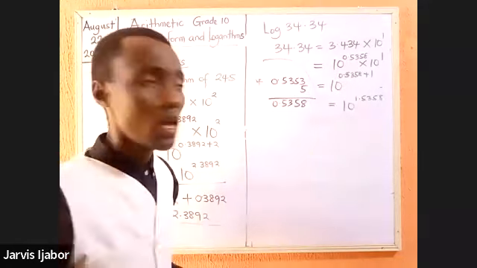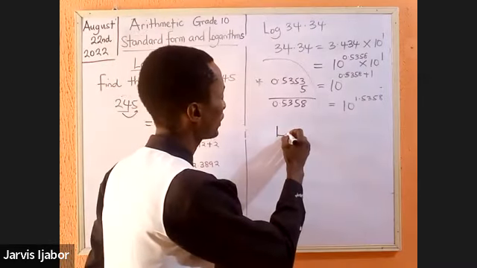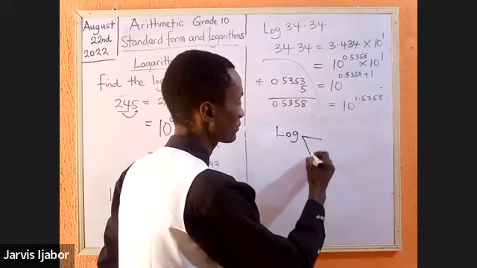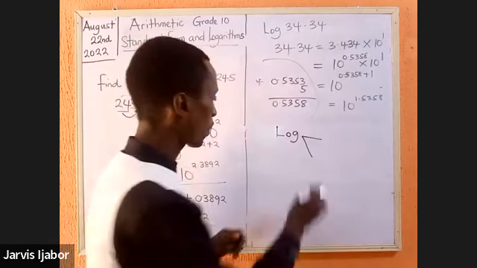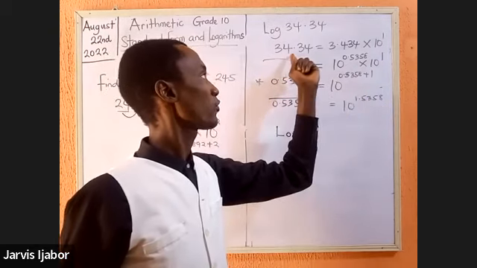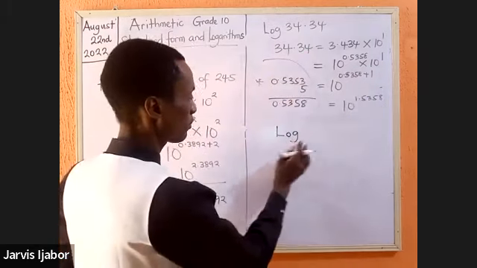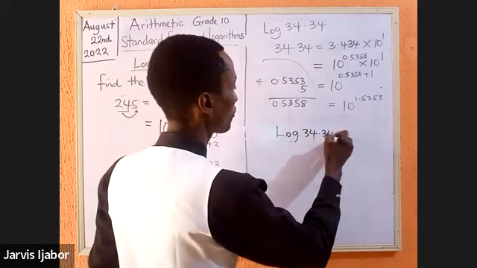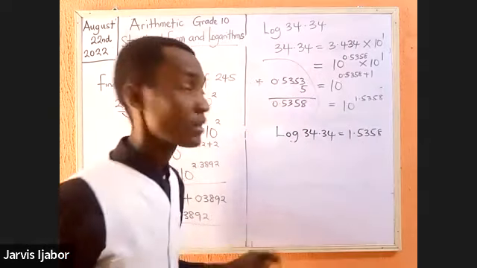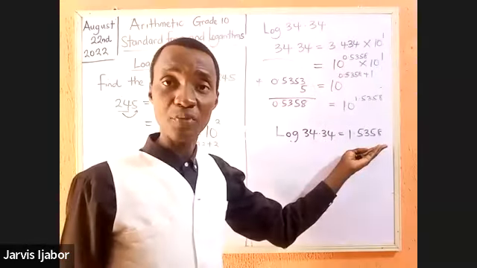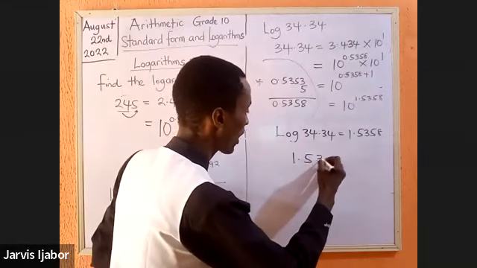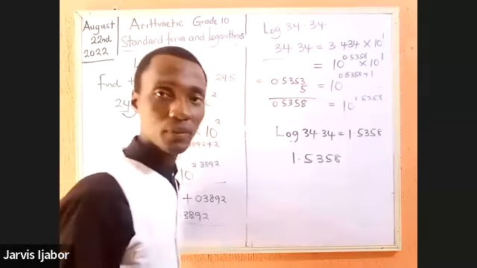Now, any log has 2 parts. Let's pick this answer we have gotten here, the log of 34.34. So log of 34.34 is equal to 1.5358. Now, that is what we have. So this logarithm we have here is going to have two parts.